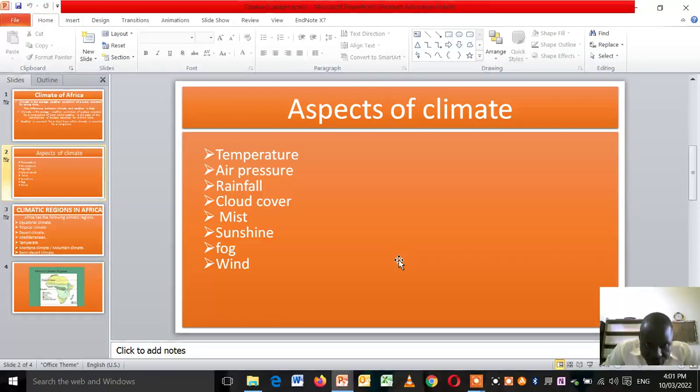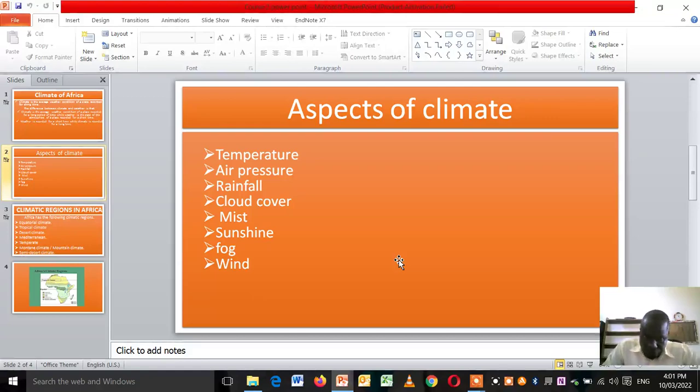Now, when we talk about aspects of climate, you'll find that there are 2 key aspects of climate, and sometimes we call them the major aspects of climate. And the 2 include temperature and rainfall. And why do we say that they are the 2 major aspects of climate? The reason is that these 2 aspects of climate help us in determining the climate of an area.